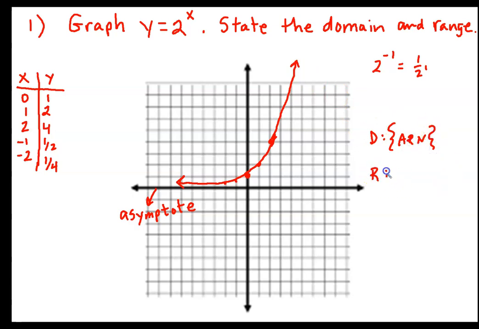But the range is starting at 0, but 0 is not included. We've already discussed how we'll never be able to input a number to make this become 0. So our range is going to be the y's such that y is greater than 0, not greater than or equal to, just greater than. All right, and so there's your answer for that first example.